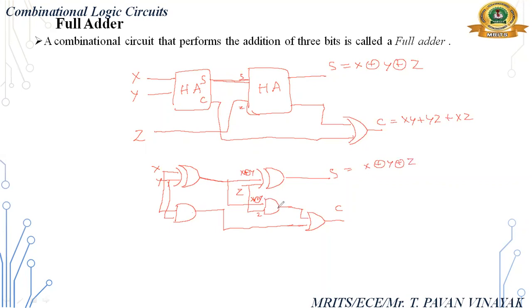Next, the carry. What is the output here? X XOR Y into Z, right? This one is XY. Now both are given to the OR operation. See, (X XOR Y) into Z plus XY, right? This must be equal to XY plus YZ plus XZ. Means these two must be equal. Let us minimize this one.